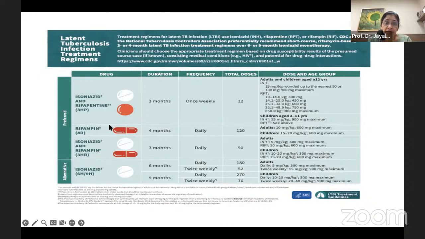Or the patient can take only a rifampicin tablet daily for a period of 4 months. Or the patient can take isoniazid and rifampicin tablets daily for a period of 3 months. Or the patient can take only isoniazid for a period of 6 months or 9 months. So this is the basic regimen for the prevention of tuberculosis.